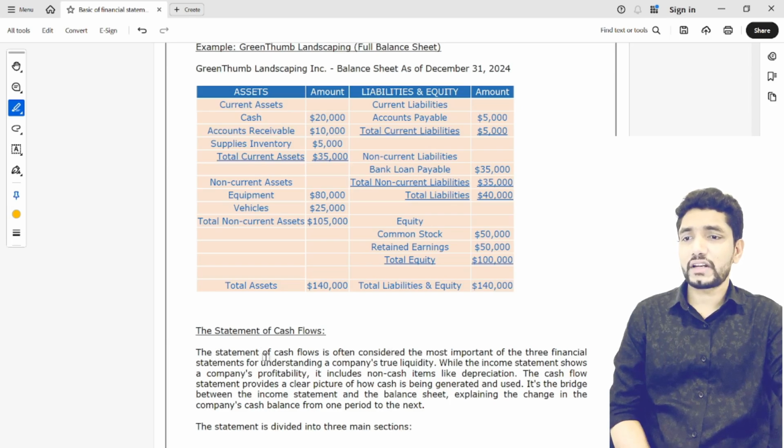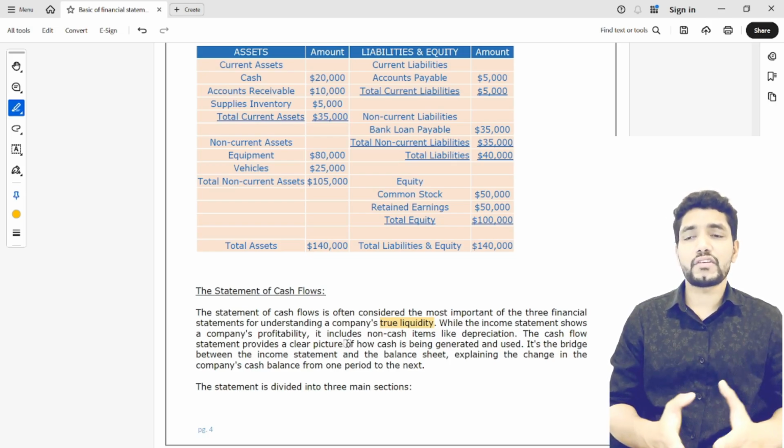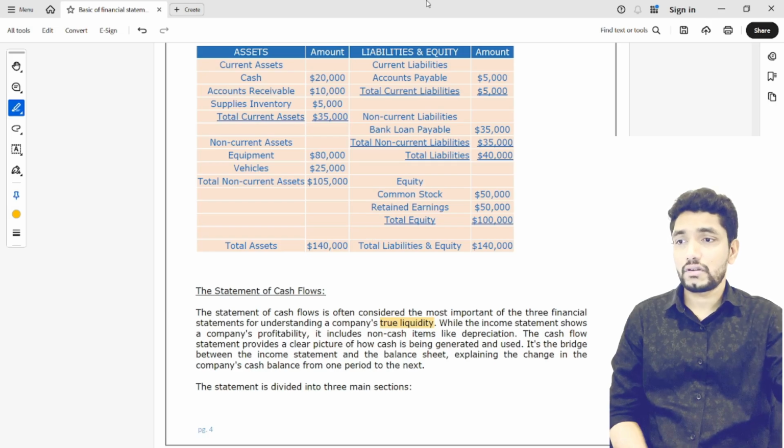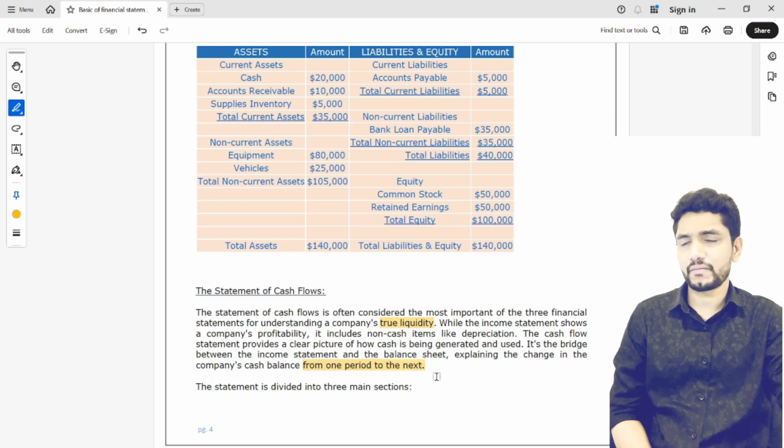The statement of cash flow is considered the most important of the three financial statements for understanding a company's true liquidity. While the income statement shows the company's profitability, which includes non-cash items like depreciation, the cash flow statement provides a clear picture of how cash is being generated and used. It is a bridge between the income statement and balance sheet, explaining the changes in the company's cash balance from one period to the next.